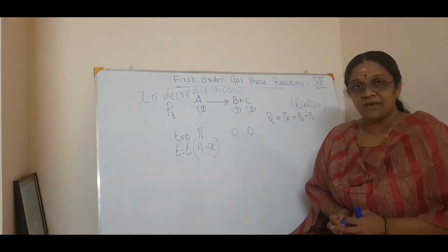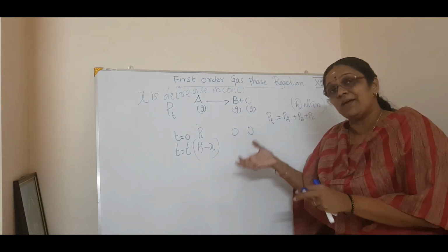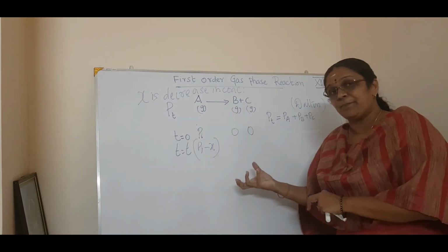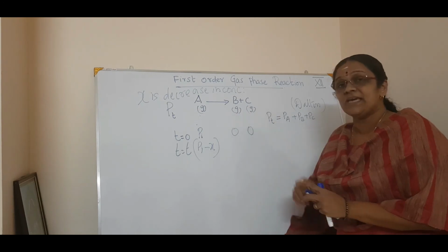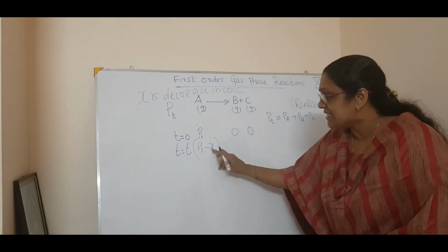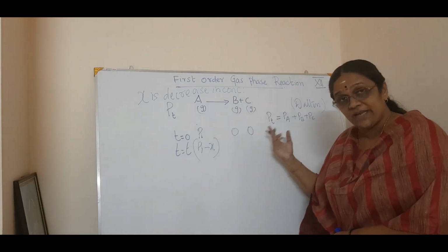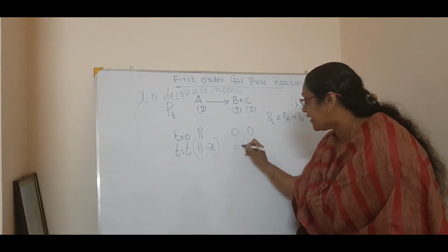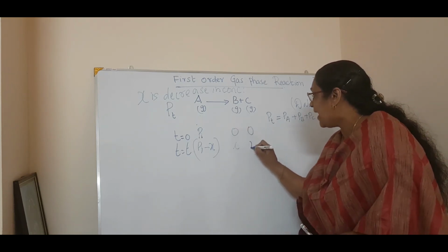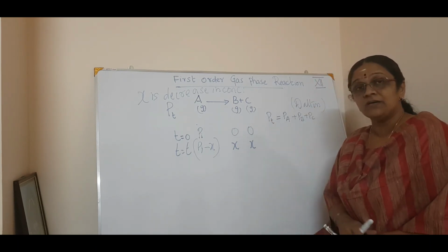Pi minus X. But at the same time, the reactants are decreasing, you know it. What about the product? It is increasing, isn't it? So how much will be the increase in the pressure for the products B and C? Whatever is the decrease, that will be the increase in the pressure. So if X is the decrease in the pressure, then if 1 mole of B and 1 mole of C is obtained as product, then X moles are obtained, and here X is the increase in pressure of B, and here also X is the increase in pressure of C, for 1 mole of B and 1 mole of C.